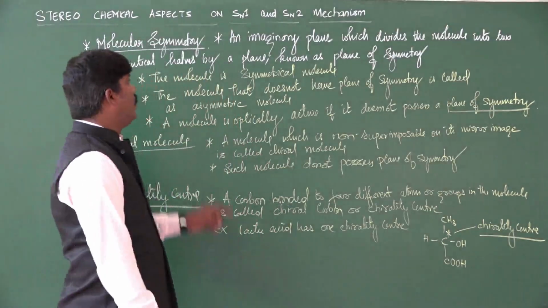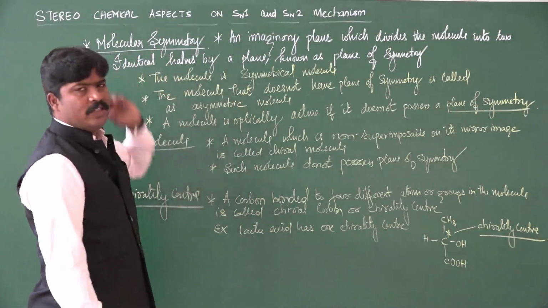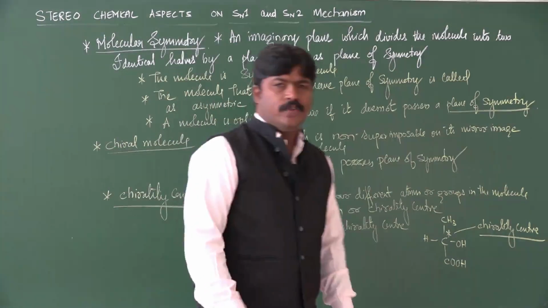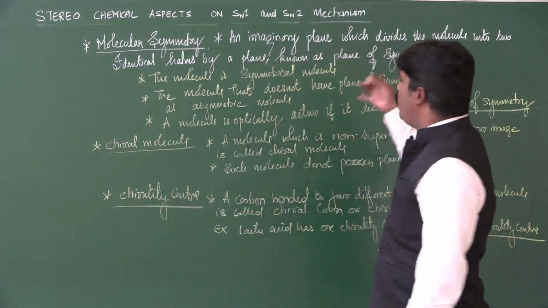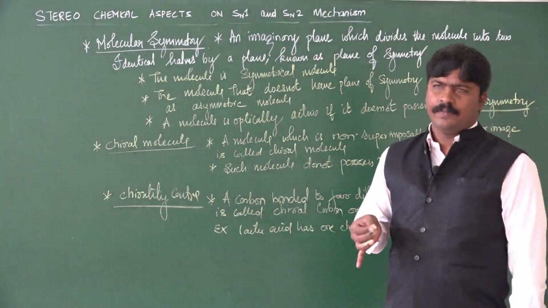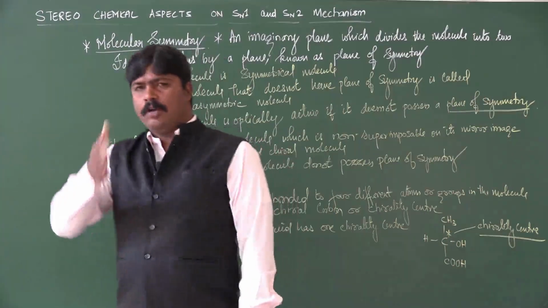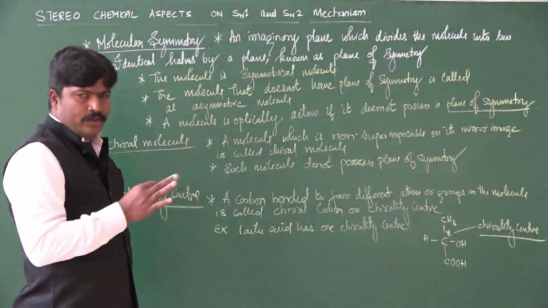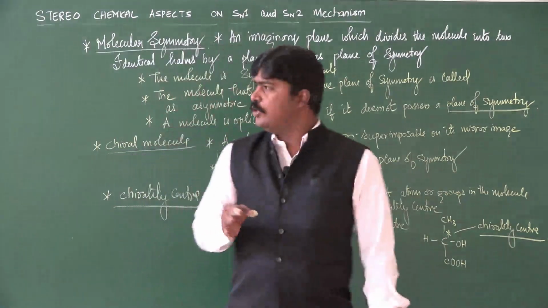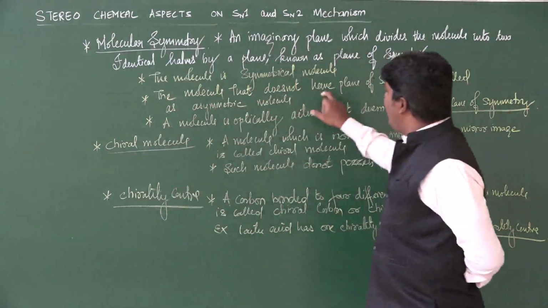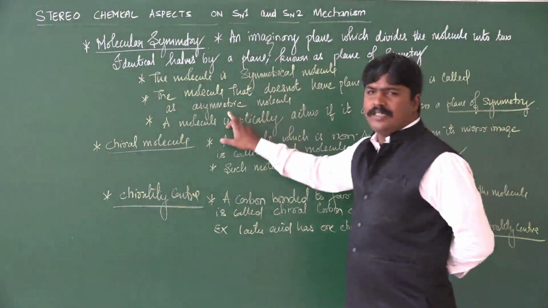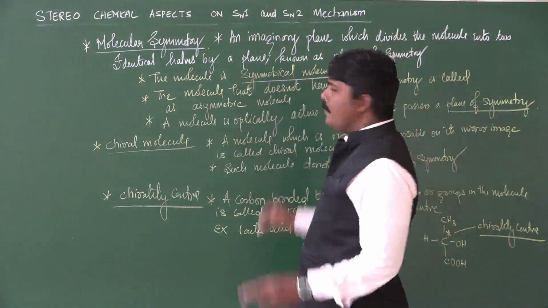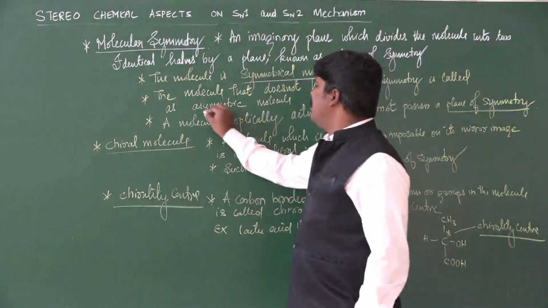First thing you must find out and learn first, molecular symmetry. Now, molecular symmetry is an imaginary line or imaginary plane which divides the organic compound, which divides the molecule into identical halves, and we say by a plane or by an imaginary plane, by a plane known as plane of symmetry. The molecule is symmetrical molecule. We say that the molecule that does not have plane of symmetry is called asymmetric. So, get an idea of. If a molecule has a plane of symmetry, the molecule is symmetrical molecule. If the molecule does not have plane of symmetry, it is an asymmetric molecule.